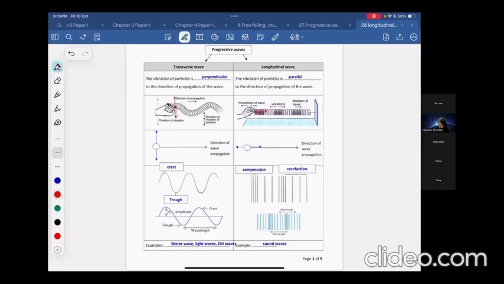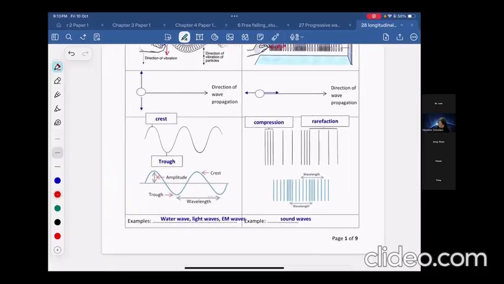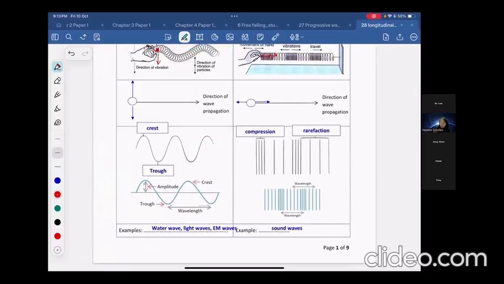Okay? So we will create a few regions. One is called crest, one is called trough. Crest to crest is one complete wave. Trough to trough is one complete wave. The amplitude we can also get from the pattern. Transverse waves are, for example, water wave, light wave, EM wave. EM wave, we have 7: radio wave, microwave, and so on until X-ray, gamma ray.